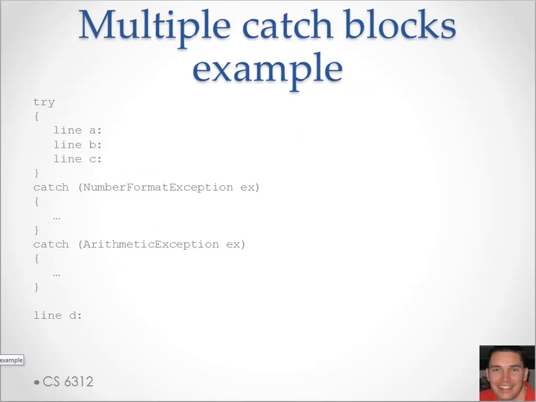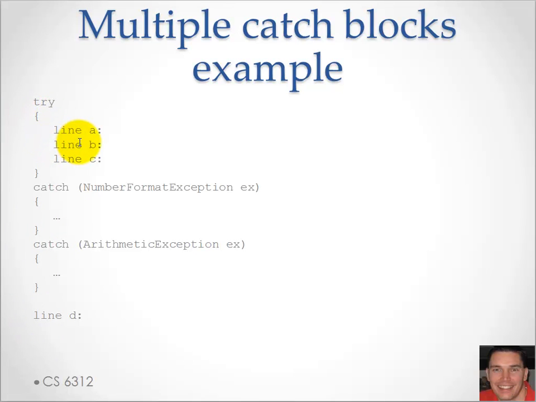So here's an example of using multiple catch blocks. Here's my try, here's my catch, number format, catch, arithmetic exception. Let's say down here line A has thrown a number format exception. What it does, it skips line B and C. It comes down here, the number format exception is caught by this handler. It's going to execute the lines of code in here. After it's done there, it's going to skip all the way down and execute line D.